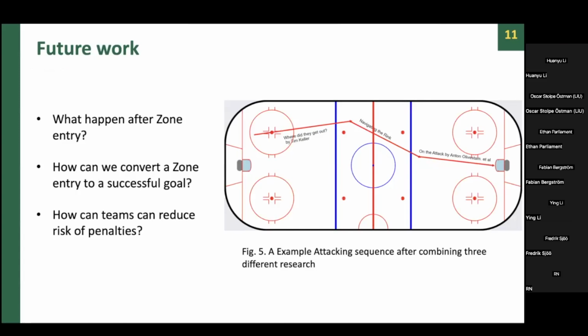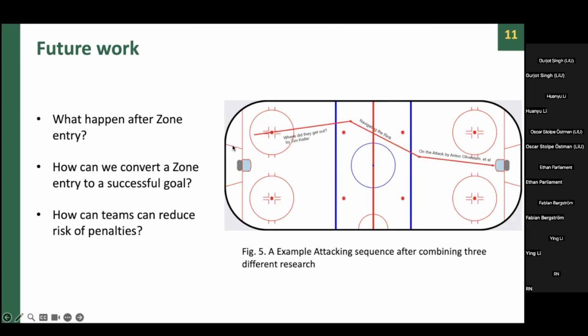This research can be extended to future zones, like what happens after the zone entry, how a successful zone entry can be converted to a goal, and how we can avoid the fouls and penalties.